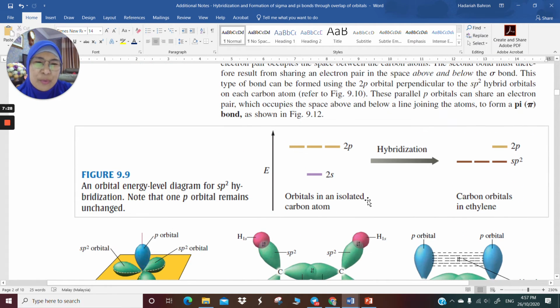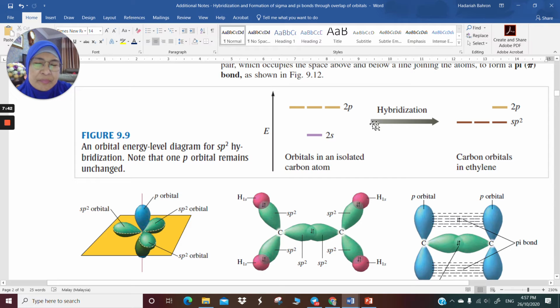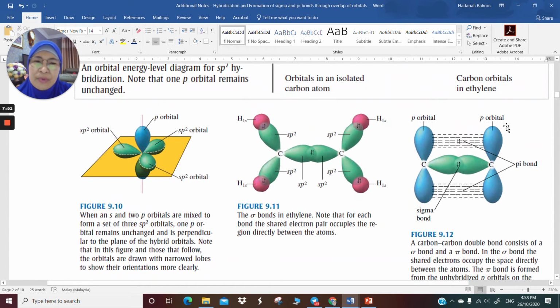Yeah. So you have also seen previously how sp2 hybridization occurs in terms of the energy level diagram. I have explained this previously, so I will not repeat. You just have a look and I hope you can immediately understand what that is all about. What I want to focus on in this lecture is how the sigma bond and the pi bond are formed.